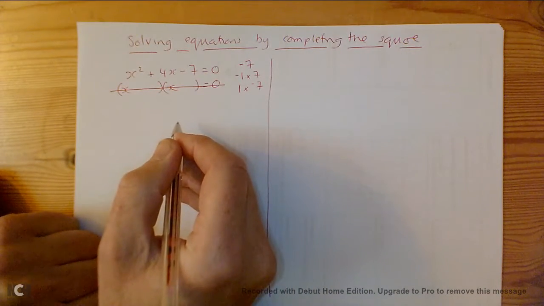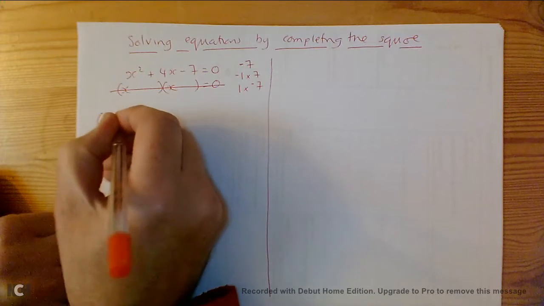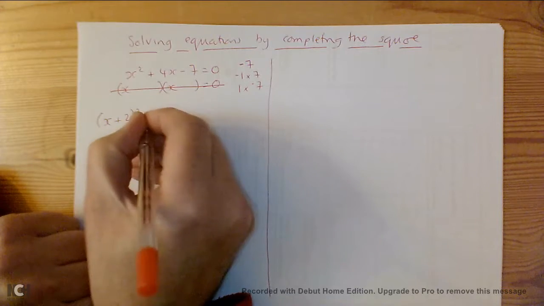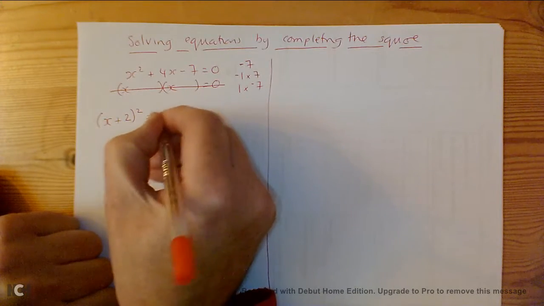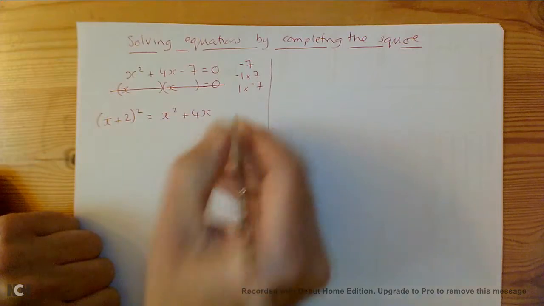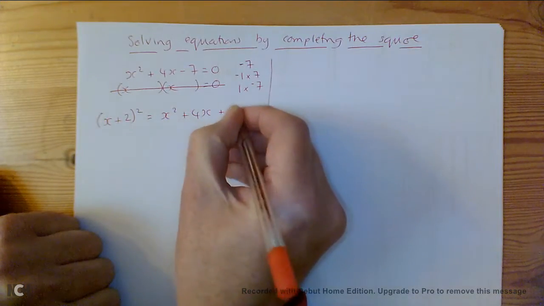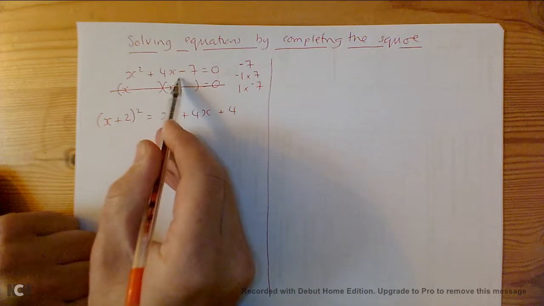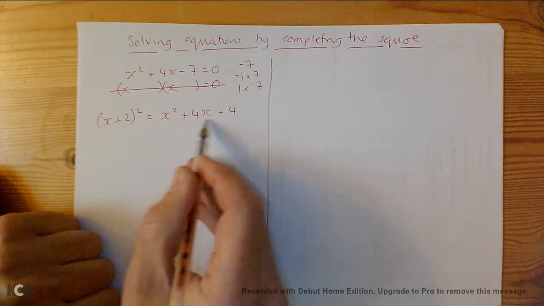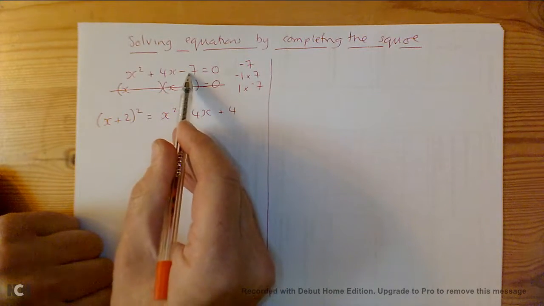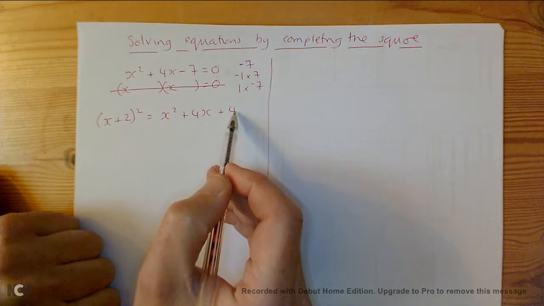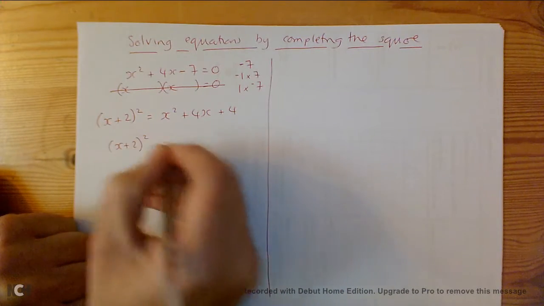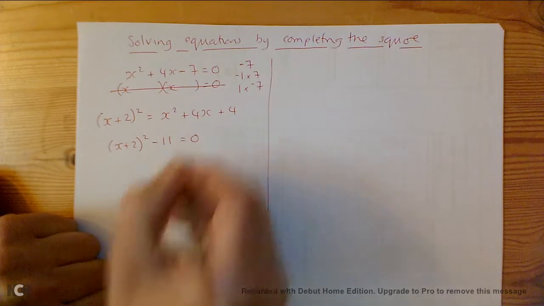However, I can use completing the square. So I have this coefficient, and if I was to expand this bracket, I would get x squared plus 4x, plus this squared, plus 4. So looking at my original equation and this expression here, the difference is 7 subtract 4, which is negative 11. So I can say that x plus 2 squared subtracted 11 is also equal to 0.